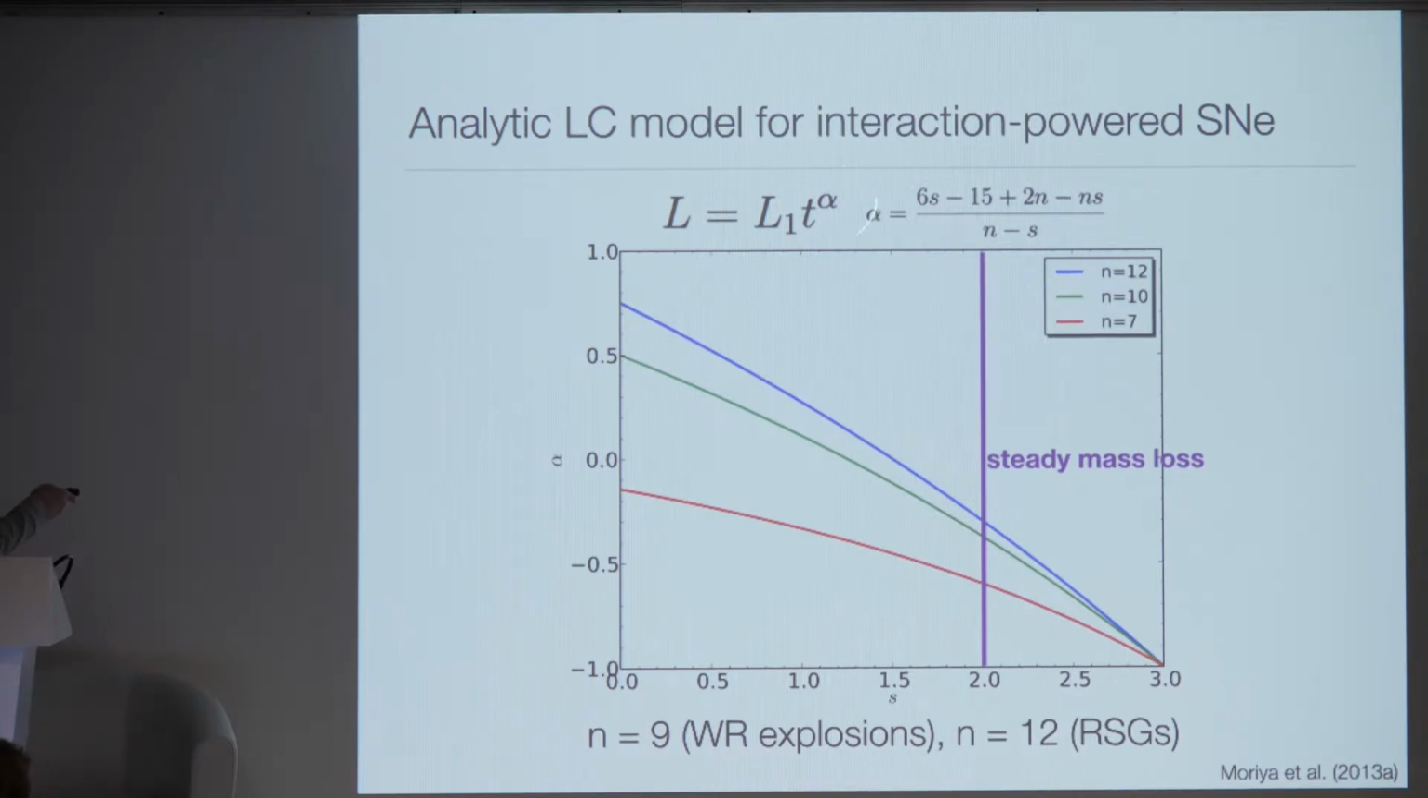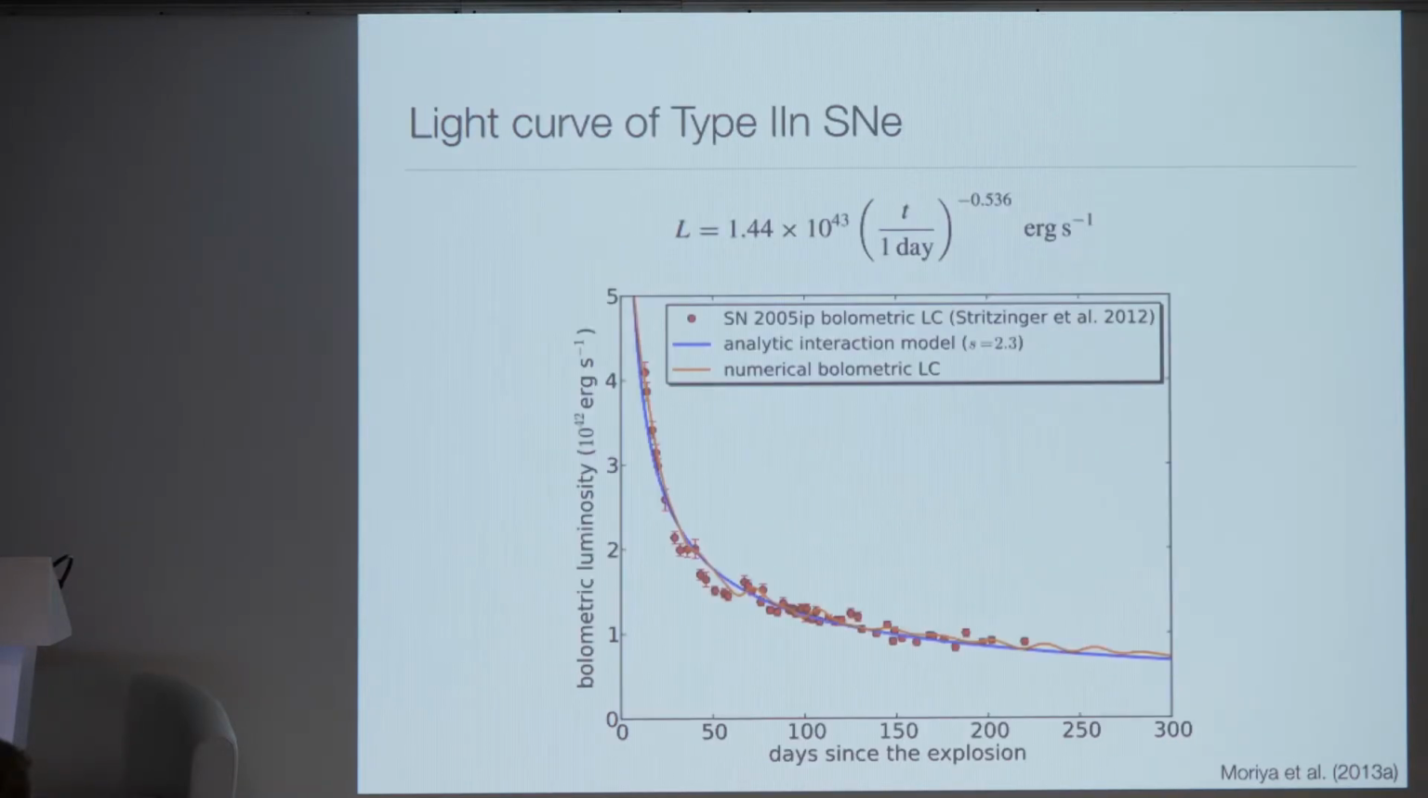So since we now have this formula, we can apply this theory to actual observations, and we can fit this power law formula to actual observations. And this is one example. These red dots are one well-observed Type IIn supernova, and this is the luminosity evolution for about 200 days or so. And when we fit this light curve with a simple power law, we get this value.